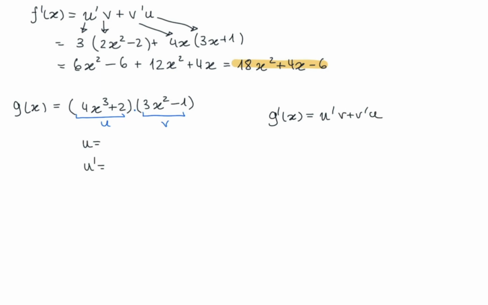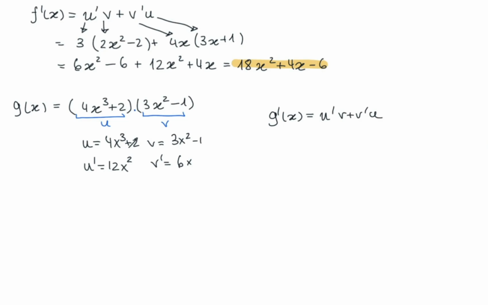We prepare our table. U is 4x cubed plus 2. V is 3x squared minus 1. Now, what's the derivative of 4x cubed plus 2? It is 4 times 3, which is 12, x to the power 3 minus 1, which is 2. And the 2 goes away because it is a constant. Now, 3x squared minus 1. 3 times 2 is 6, x to the power 2 minus 1 will be x by itself, and negative 1 goes because it is a constant.